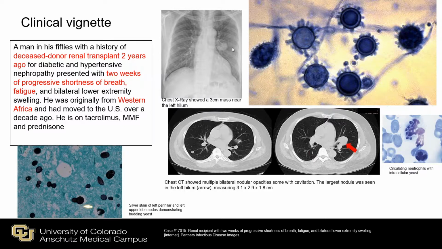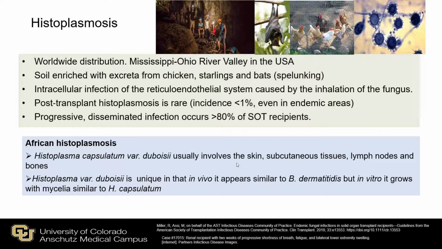And this is what you see when they do a biopsy of this mass. There are yeast forms, and when you culture it, you see these nice tuberculate macroconidia. So what is your diagnosis? Yes, this is pulmonary histoplasmosis, and it is caused by variant duboisii because he's from Africa. This is African histoplasmosis. Histoplasma capsulatum has a worldwide distribution.